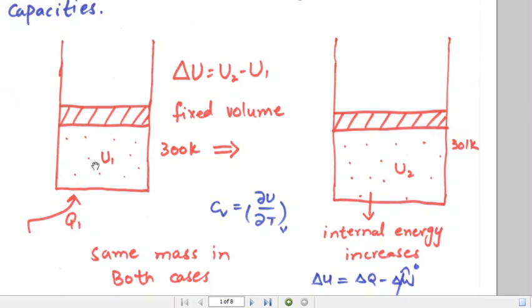The amount of heat that you are adding is used to increase the internal energy of the system because this piston is fixed, so it is unable to move. It means that there will be no work done by the gas on this piston. It means that all the heat which you are supplying is used to increase the internal energy of the system. And from the first law, since there is no work done, all the heat supplied is used to change the internal energy of the system.